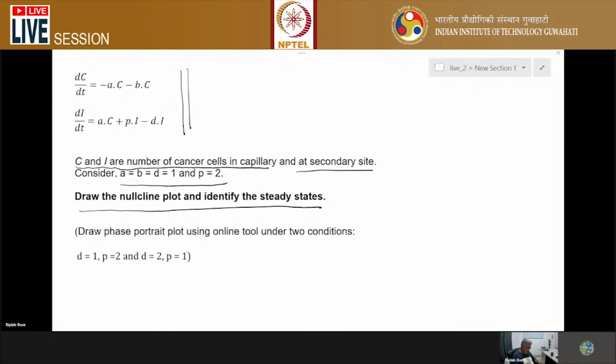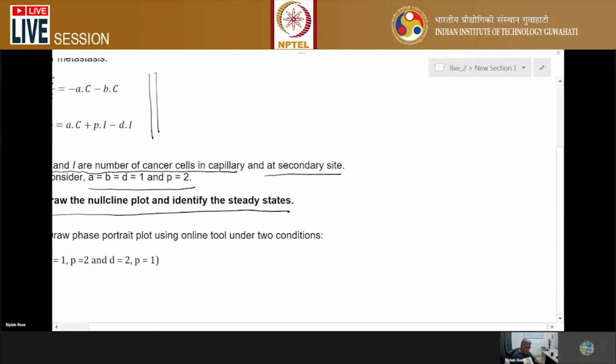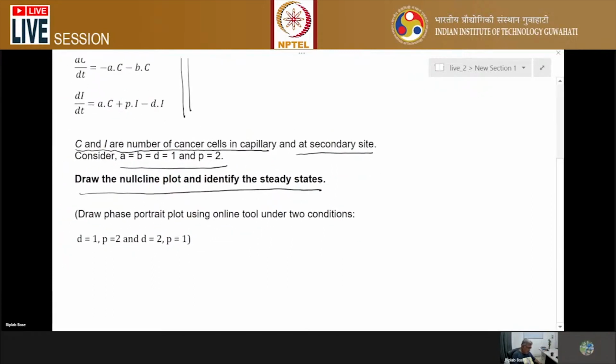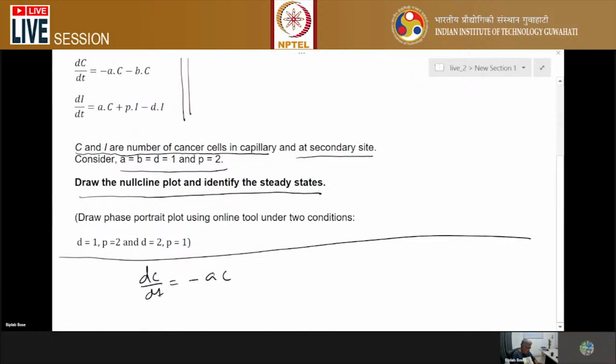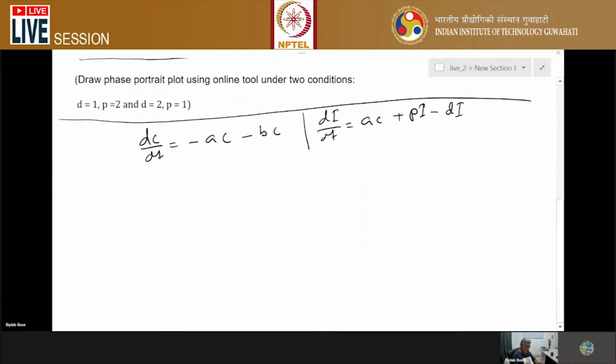Okay, so I will do it here. So let me write down the equation somewhere below, so it will be easier for me to go down and do dC/dt equal to minus AC minus BC, and dI/dt equal to AC plus PI minus DI. Okay, fine. I will not take the numerical values now. Anyway, you can do that.